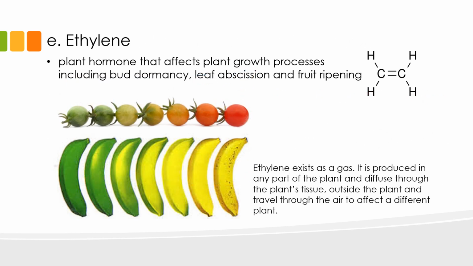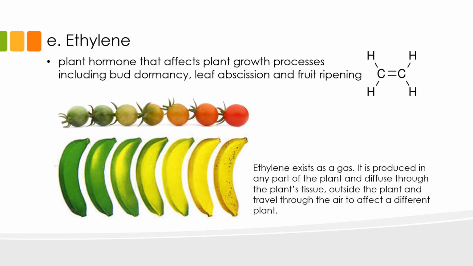Last but not least, we have ethylene. Have you ever noticed that if you put a really ripe yellow banana right next to a bunch of green bananas, the unripe bananas will ripen and turn yellow much faster? How does that happen? Well, the yellow banana is actually communicating with the green bananas using a hormone called ethylene.